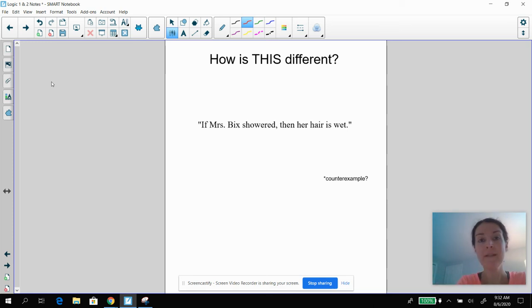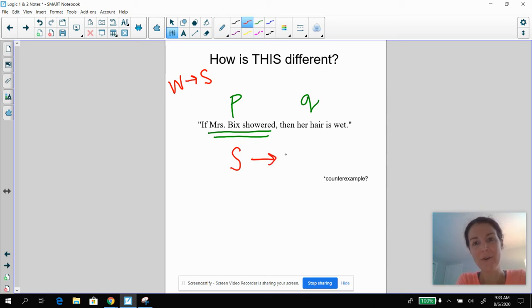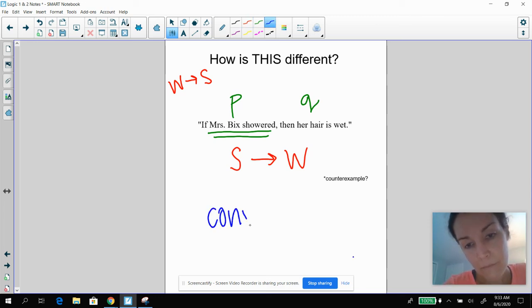So here, see what happened? Here is my hypothesis. So this is now my P, and this is my Q. While before I had, if my hair is wet, then I showered. Now I've got, if I've showered, sorry, then I know my hair is wet. See how we just flopped the hypothesis and the conclusion? This is what you call the converse. So the converse of anything is going to be the flip of the hypothesis and the conclusion.